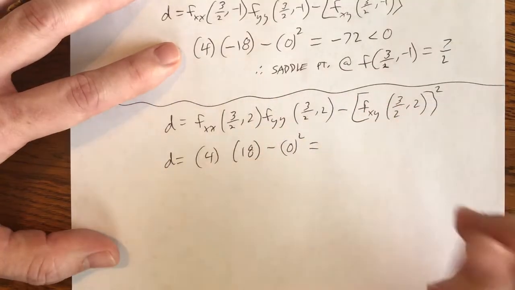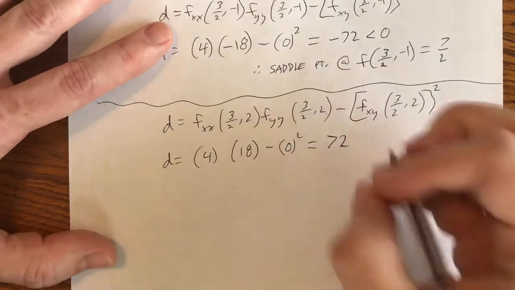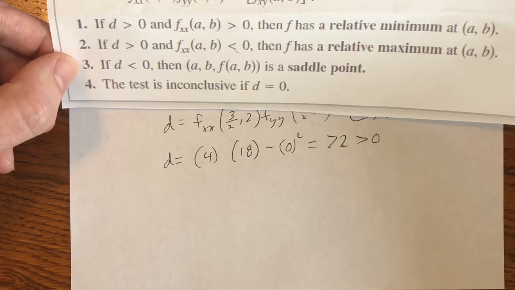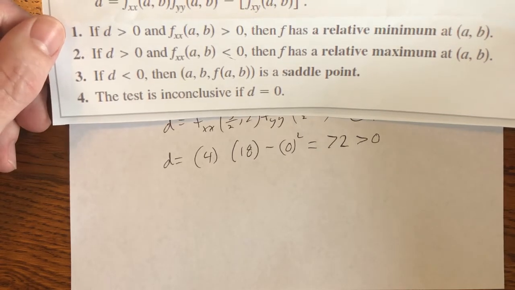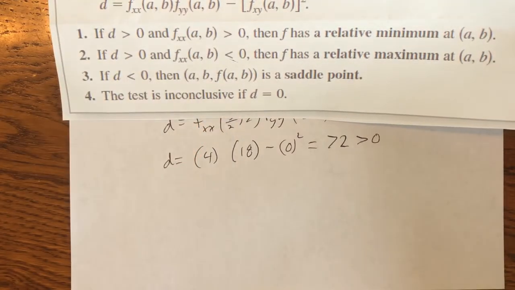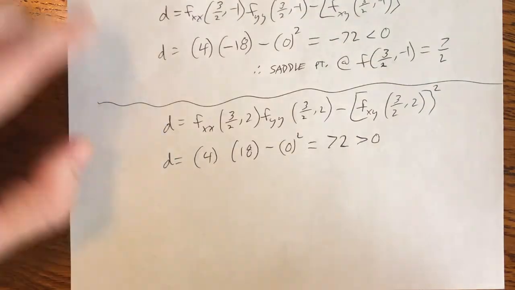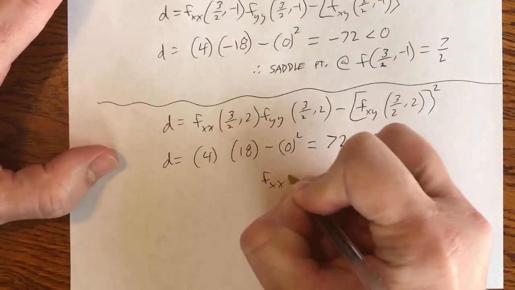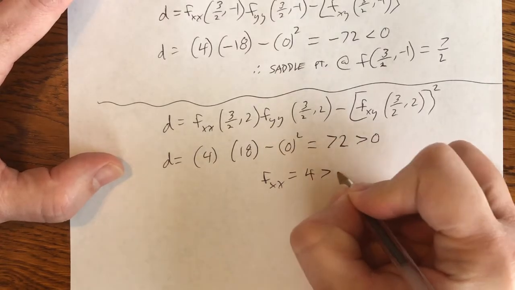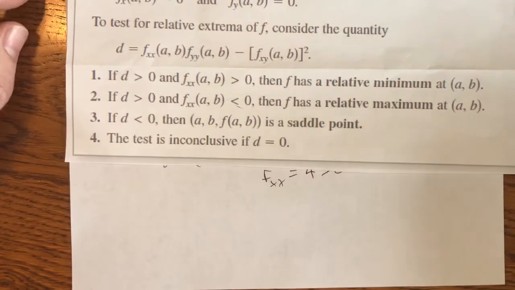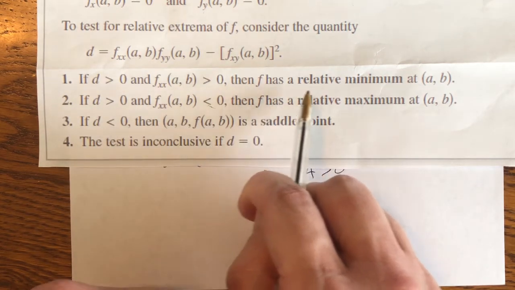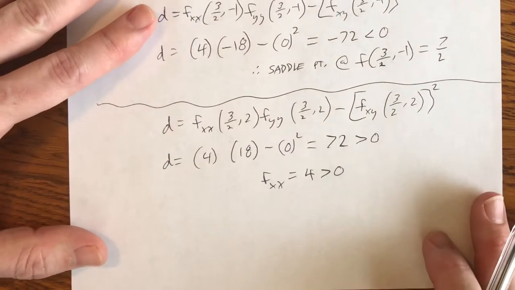And so this is going to generate what? Well, a positive 72. All right, which means it's definitely greater than 0. So we go back to our second partials test, and we know it's either now going to be number 1 or number 2. We need to check our value of our second partial with respect to x because this is greater than 0. So our second partial with respect to x, regardless of the point, is constantly 4, which means it's greater than 0, which means what? Well, which means it's option number 1. So therefore, f has a relative minimum at our critical point 3/2, 2.